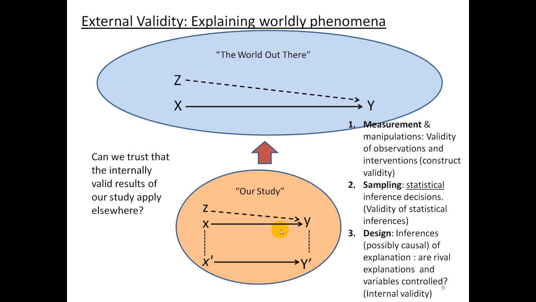Now, remember that in the real world out there, Z also affects Y. In our method that we've chosen, have we controlled for the effect of Z? Was it included in our study? How was it included? Could we have detected it? These are issues of research design that depend on the combination of measurement, sampling, and the methods chosen.